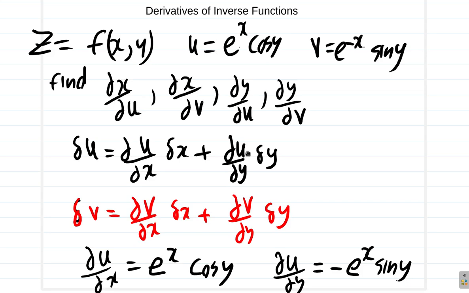This is where we were last time. In that video, we looked at the derivative of the inverse implicit function. Let z be a function of x and y, where u is e to the x cos y and v is e to the negative x sin y. Now we're supposed to find these partial derivatives: delta x with respect to u, delta x with respect to v, delta y with respect to u, delta y with respect to v.